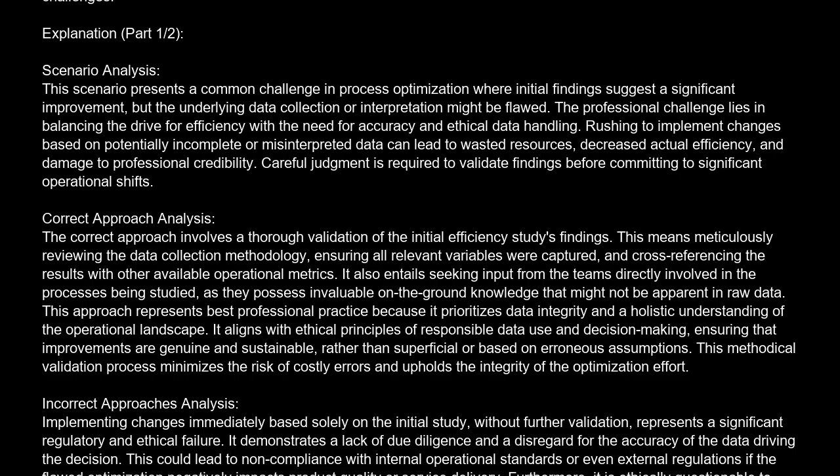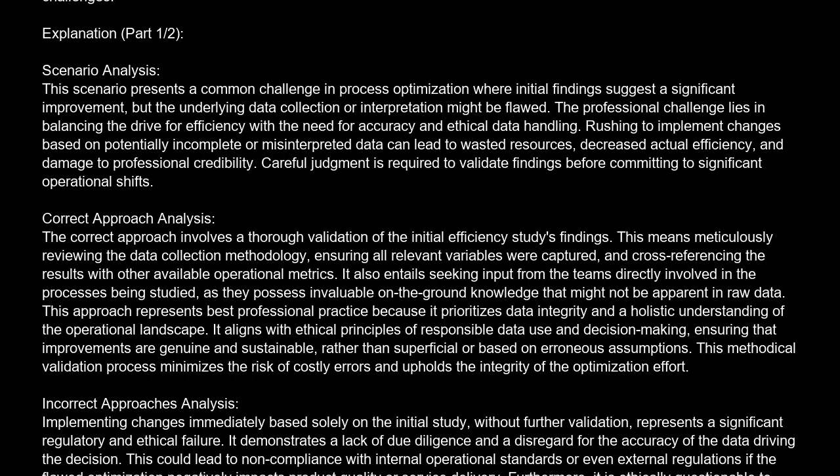This approach represents best professional practice because it prioritizes data integrity and a holistic understanding of the operational landscape. It aligns with ethical principles of responsible data use and decision-making, ensuring that improvements are genuine and sustainable, rather than superficial or based on erroneous assumptions. This methodical validation process minimizes the risk of costly errors and upholds the integrity of the optimization effort.